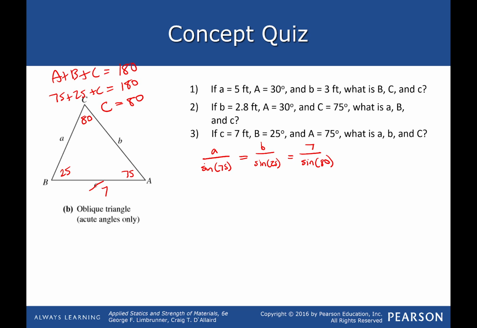So we'll do a first. Why? Because why not? So I'm going to multiply both sides by sine of 75. And so I'll get that a is equal to 7 sine of 75 over sine of 80. And also similarly, I'll get that b is equal to 7 sine of 25 over sine of 80.